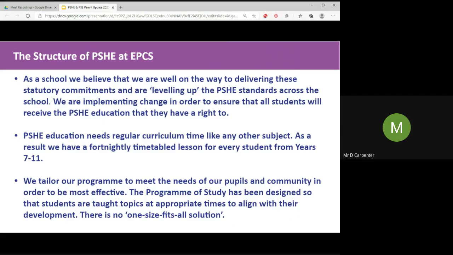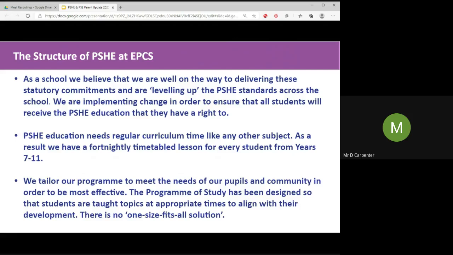So the structure of PSHE at EP. As a school, like I've said, we believe that we are well on the way to delivering the commitments and the changes that the government are bringing in. We are aiming at leveling up our PSHE standards across the school, and that will be a big role for myself to make sure that these standards are level across the school.